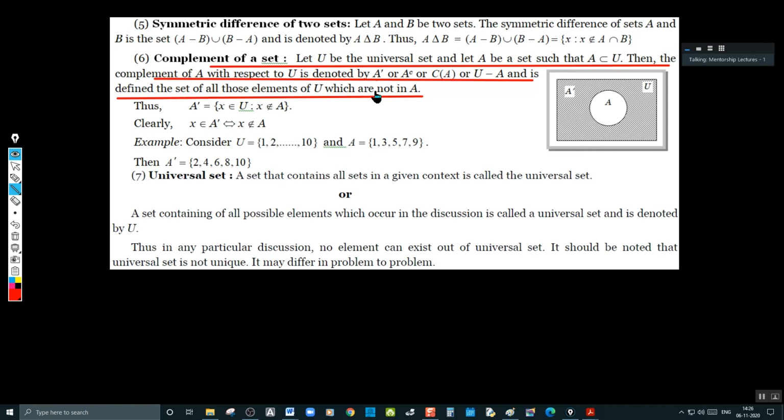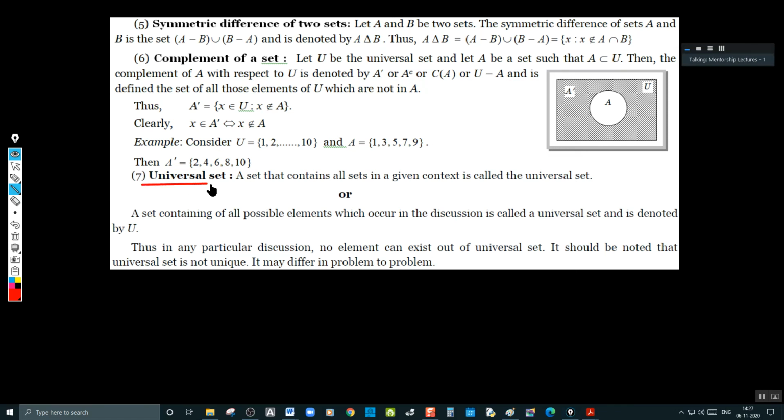This is important. So the meaning of complement is not in A. So A dash is equal to X belongs to U such that X does not belong to A. So if you consider U is equal to 1, 2, 3, and so on up to 10, and A as 1, 3, 5, 7, 9, then A complement is nothing but the rest of all the numbers which are not in A. That means if you subtract 1, 3, 5, 7, 9 from U, what are the numbers remaining? 2, 4, 6, 8, 10. This is called A complement.